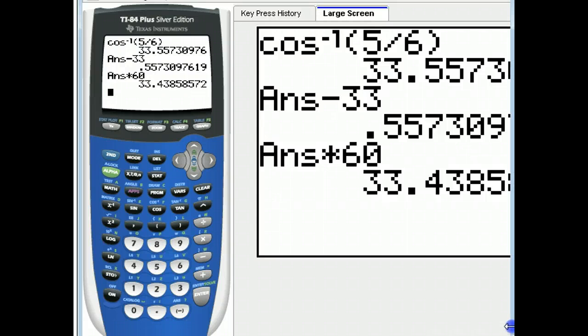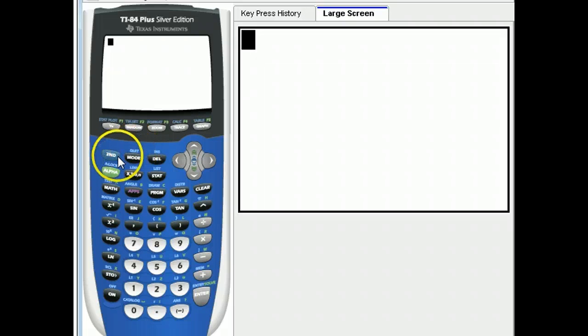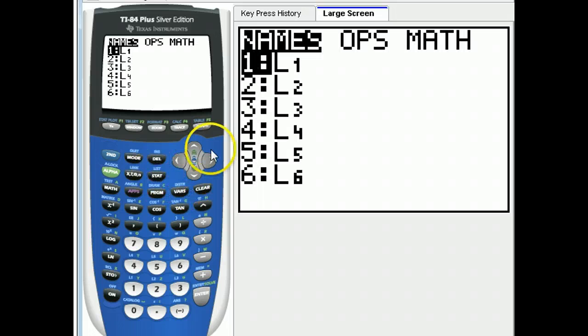Let me just make this a little smaller. There we go. Okay, so you clear out your calculator, and we're going to input into these lists. Hold on a second. That is not what I wanted to do.